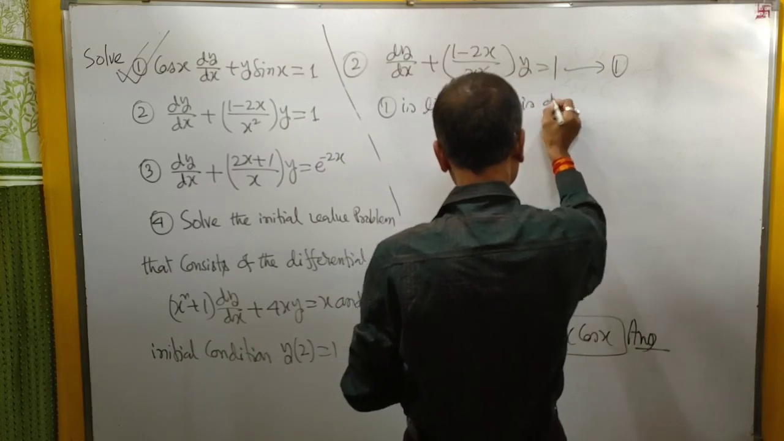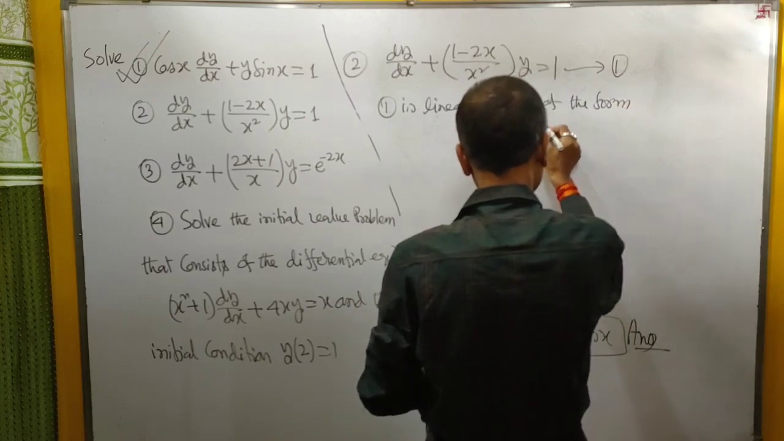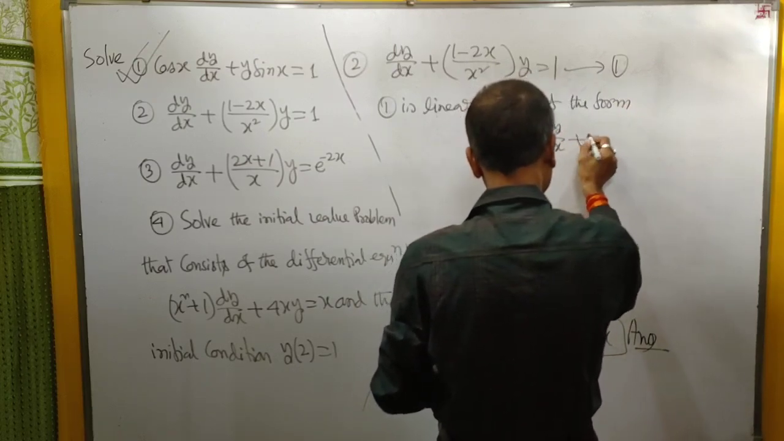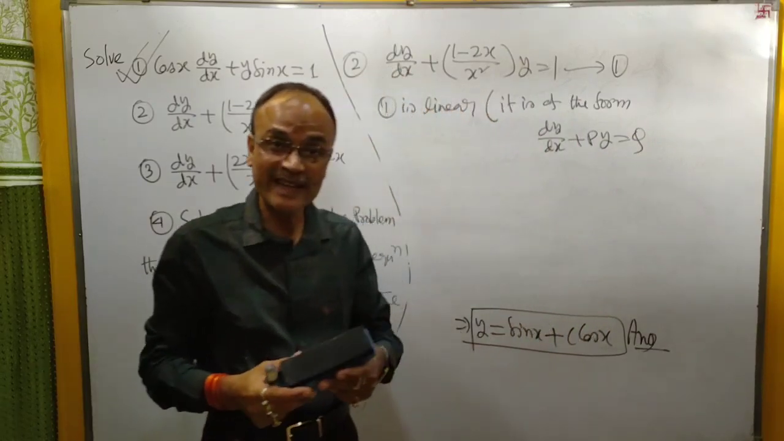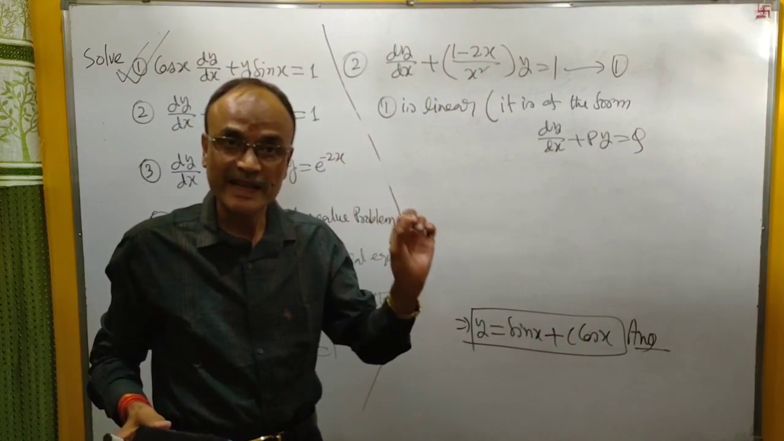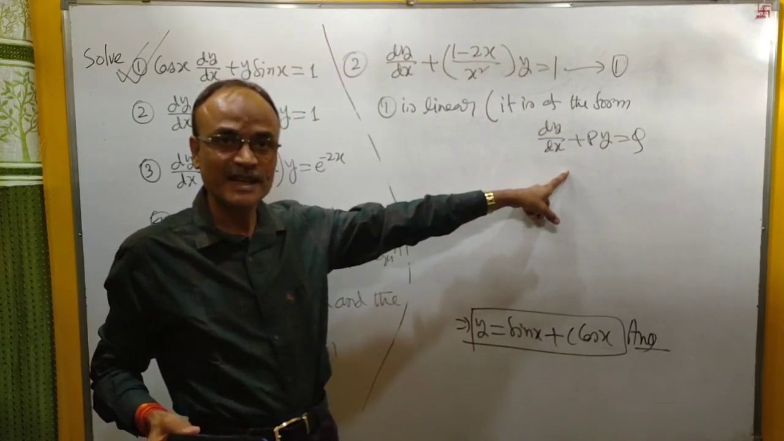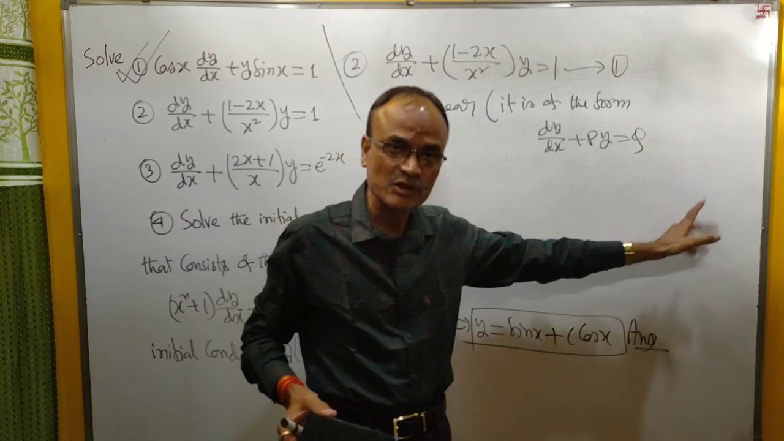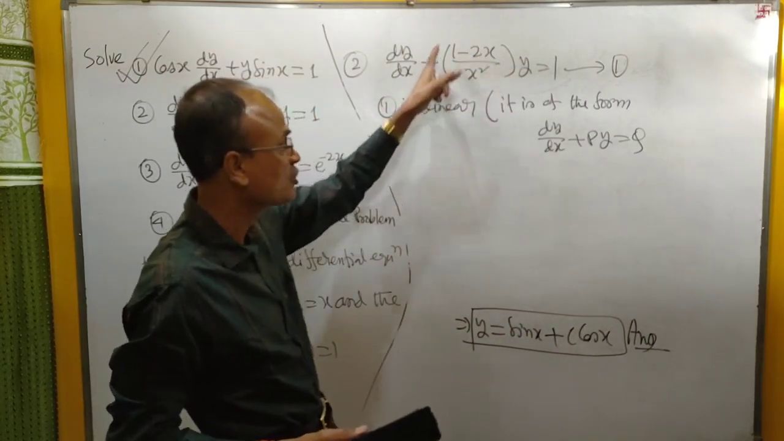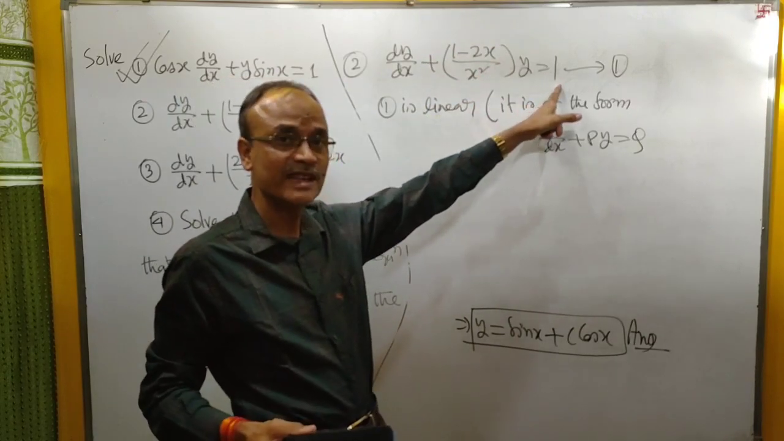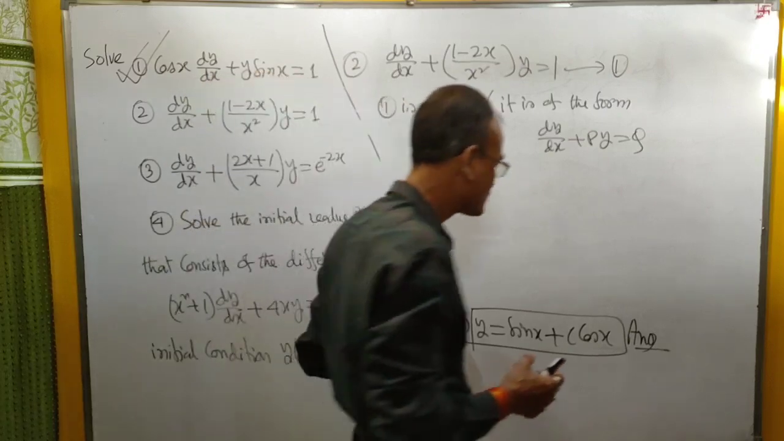It is of the form dy/dx + Py = Q, where P and Q are functions of x only, or constants. Here you see P is (1 - 2x)/x², a function of x, and Q is 1, a constant. Therefore, it is a linear differential equation.